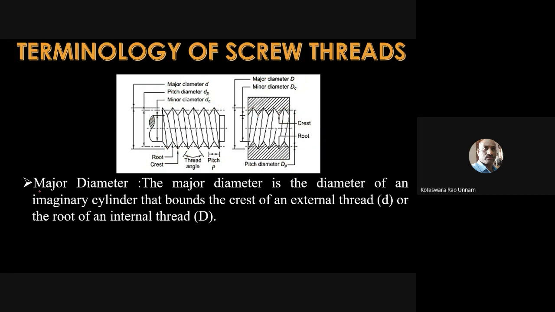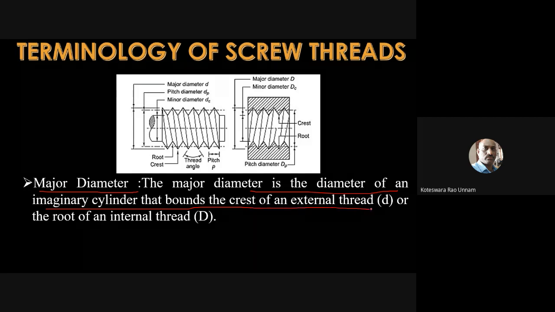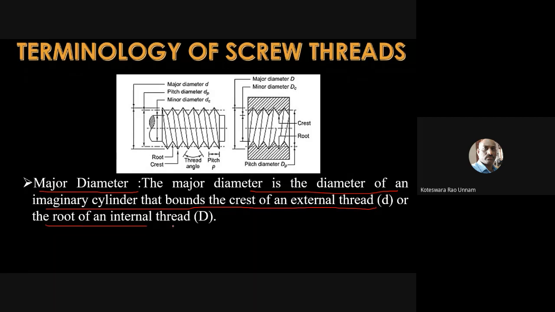First definition, we'll take the major diameter. The major diameter is the diameter of an imaginary cylinder that bounds the crests of external threads or the roots of internal threads. So that means if we take the cylindrical portion between two roots of an internal thread, this is the root and this is the root.